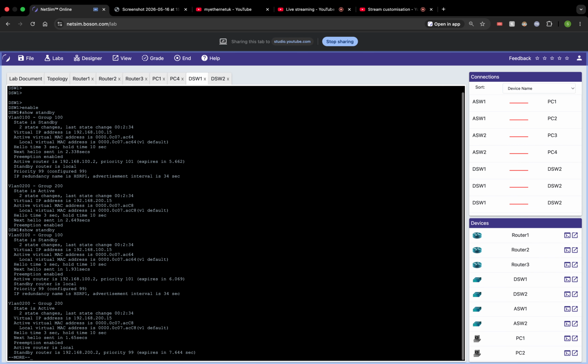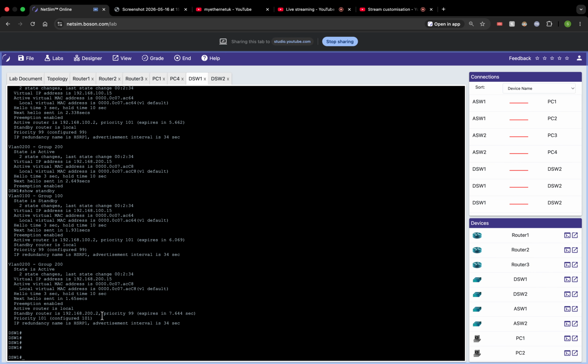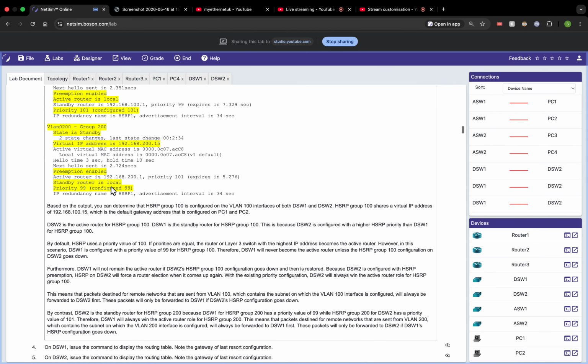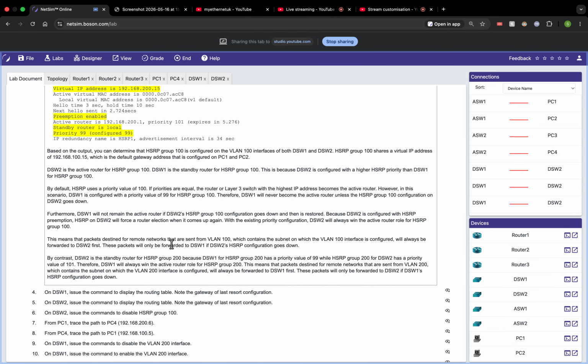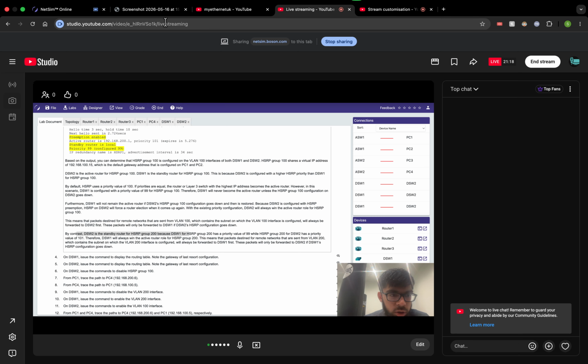If DSW2 was to come back online, it would kick off DSW1 because of preemption. Now this means that packets destined for remote networks sent from VLAN 1, which contains the subnet on which the VLAN 100 interface is configured, are always going to be forwarded to DSW2 first. These packets will only be forwarded to DSW1 if DSW2's HSRP configuration goes down.